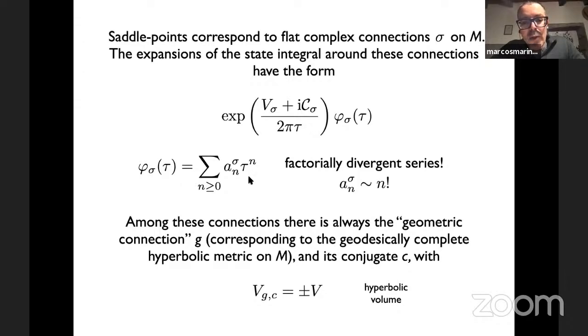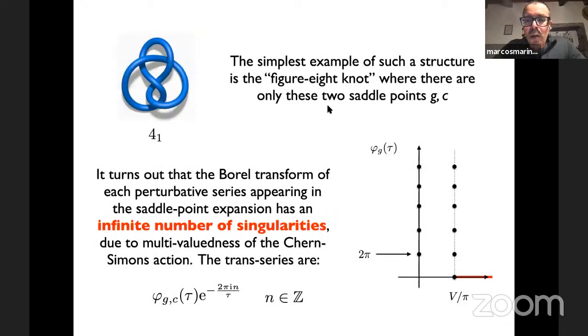So what is interesting here is that you are actually finding, as in any quantum theory, these factorially divergent series. And now you can ask yourself, what do you expect for the resurgence structure of this series? In order to answer this question, let me focus on the simplest example that you can have, which is of course the simplest hyperbolic knot. And this is this figure eight knot that I show here. This figure eight knot is particularly simple because in this case, there are only two flat connections associated to this knot, which are exactly the geometric connection and its conjugate.